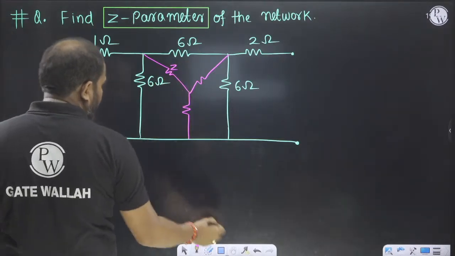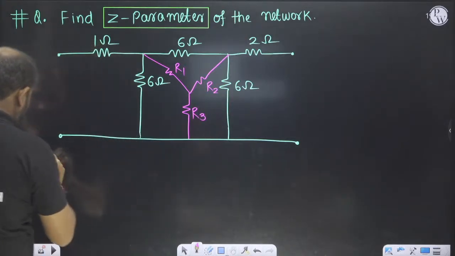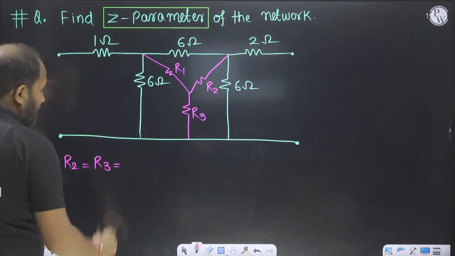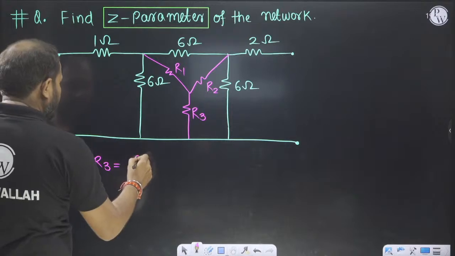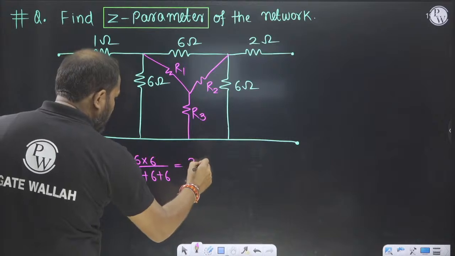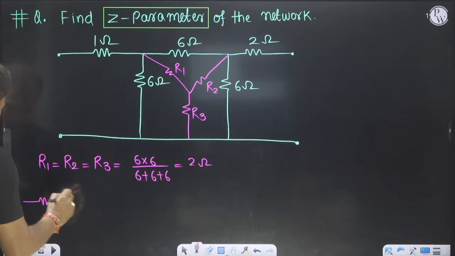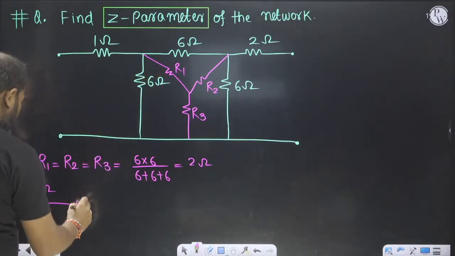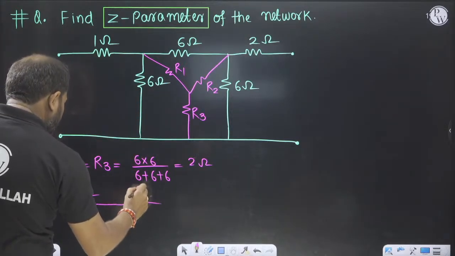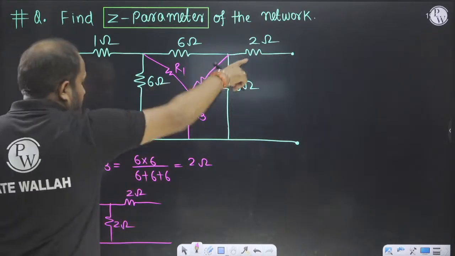This one is R1, this one is R2, this one is R3. Yes sir. So for R1, R2, R3, what will it be? 6 into 6, and summation of R, 6 plus 6 plus 6. So it will be 2 ohm. Yes sir. So our network will be 1 ohm, and this one R1, 2 ohm. Second one R2, 2 ohm. And this one 2 ohm. And this one is also 2 ohm.